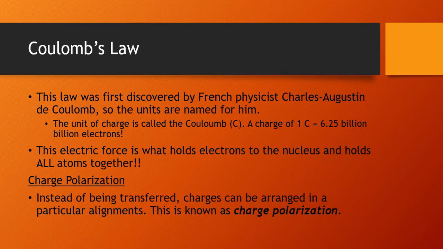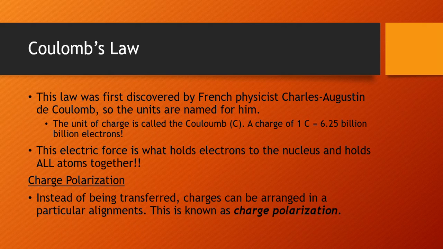The electric force was first determined by French physicist Charles Augustin de Coulomb. When we talk about electric charge, we name the units after this man, so we call them coulombs, with a capital C. One coulomb of charge is actually a really big amount: 6.25 billion billion electrons. Generally, electric charges on objects are on the order of micro or nano coulombs, so 10 to the minus 6 or 10 to the minus 9. The charge on just a single electron is something times 10 to the minus 19 coulombs. And again, it's this electric force that holds the electrons to the nucleus inside of an atom.